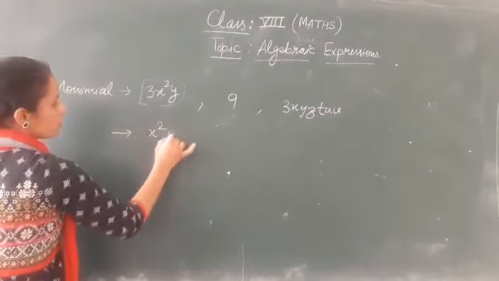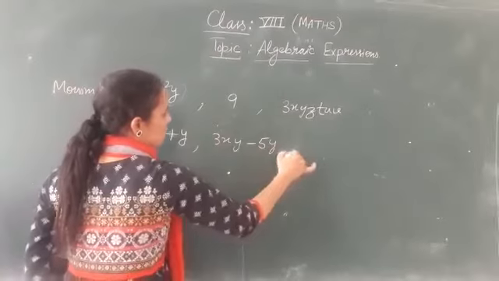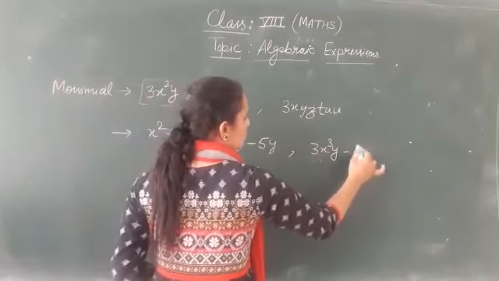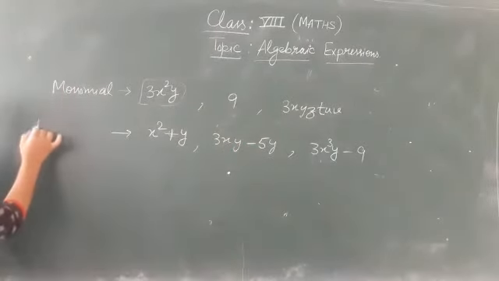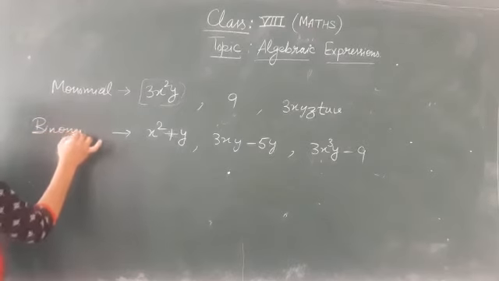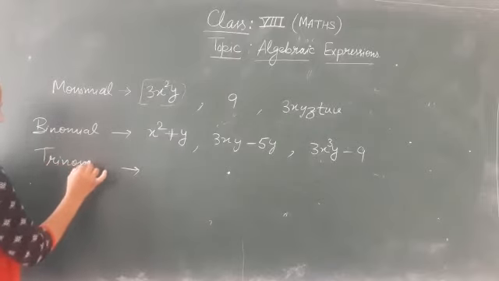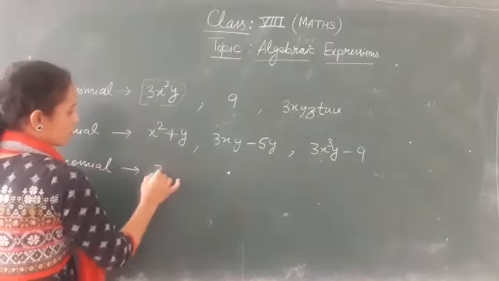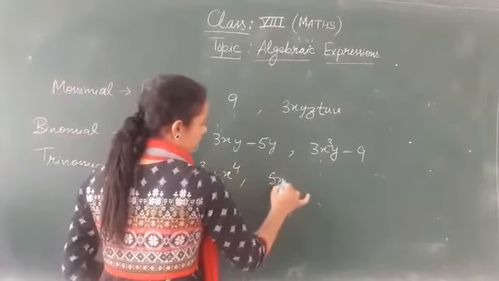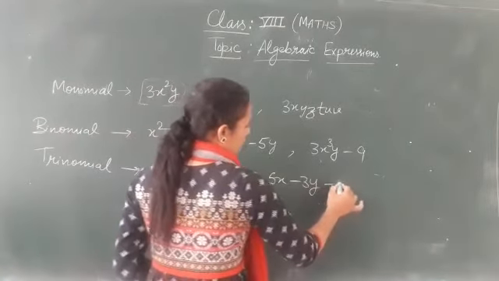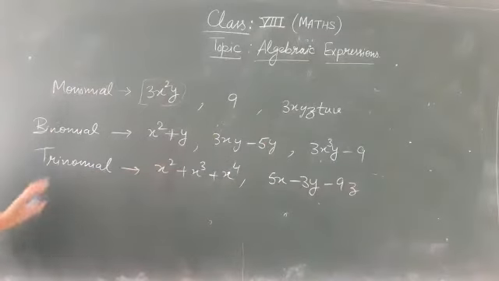Expressions with two terms, like these expressions we have. In all expressions we can see two terms. So this is called a binomial. Next is the trinomial, an expression which has three terms in it. Like here we have three terms. So an expression having three terms is called a trinomial.